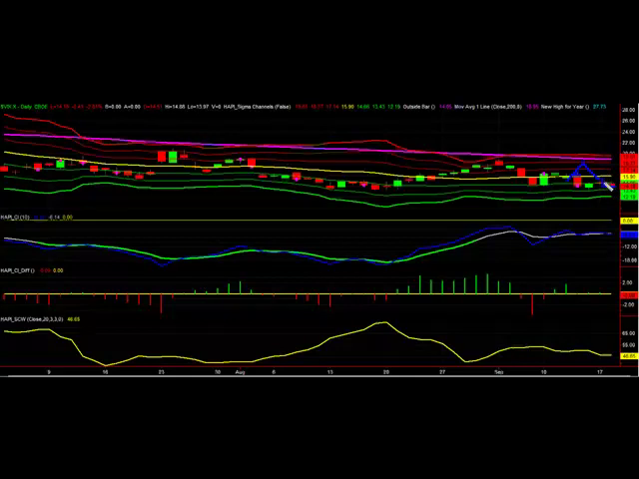Maybe sometimes we get a spike to the 18, 20 level and hit this 200-day moving average. That's gonna be the target. We're looking pretty low volatility in the market so far.